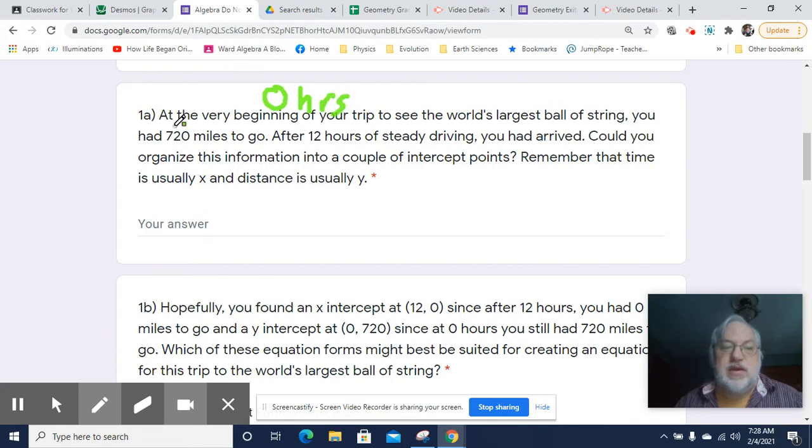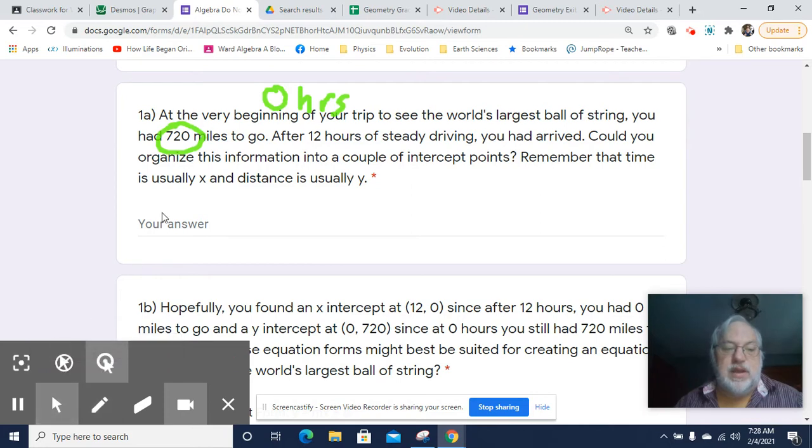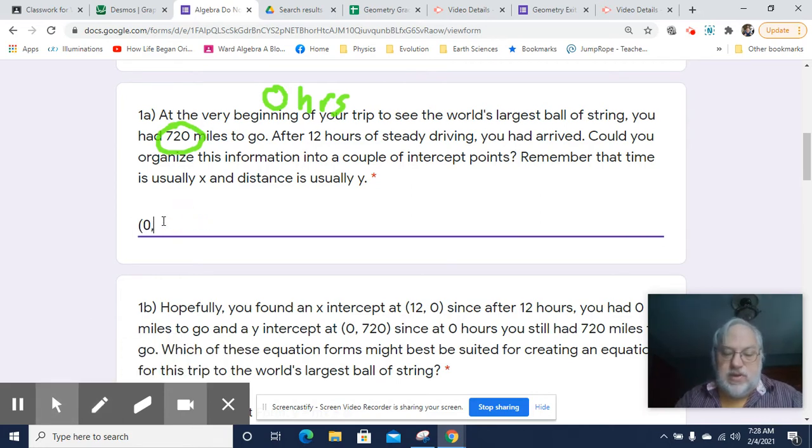At 0 hours, we had 720 miles to go. We could create a point at, of course, 0, 720. So that's a y-intercept. So b, which we usually use for y-intercept in linear equations, is 720. And then we could also take a look here.